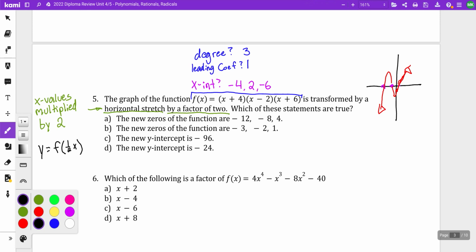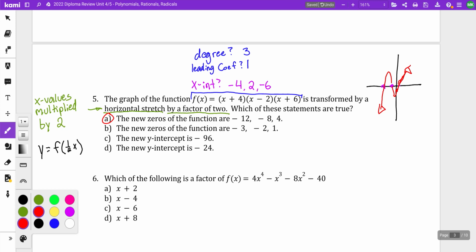Cool. Would that have any effect on my y-intercept? No, your y-intercept has an x value of 0, right? Multiplying x by 0 is not going to change anything. What it will move is my x-intercepts. So that means my x-intercepts are going from -4 to -8, from 2 to 4, from -6 to -12. Multiply the x-intercepts by 2. The answer is A.